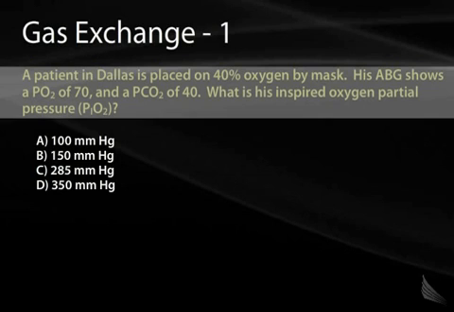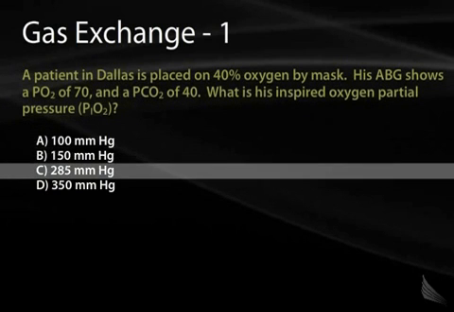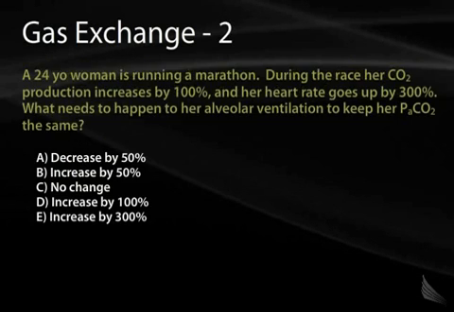But remember, he's not breathing room air, he's breathing 40% oxygen. So it's 760 minus 47 times 0.4, which equals 285. C is the correct answer. Remember, this is his inspired oxygen, not his alveolar oxygen. To calculate his alveolar oxygen, we would need to take into account the PCO2.